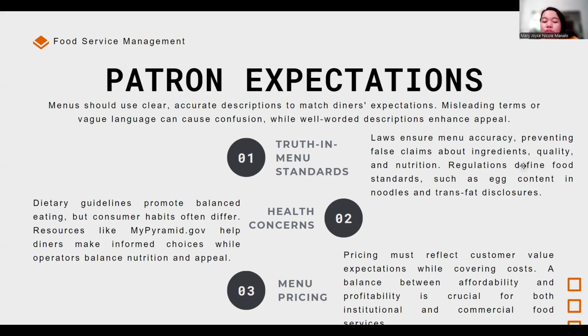So, for health concerns, dietary guidelines emphasize healthy eating and exercise with resources like mypyramid.gov helping consumers tailor their diet. The challenge remains in balancing knowledge with eating habits. So menu pricing should align with patrons' value expectations while covering costs. A fair balance between affordability and profitability is crucial for both institutional and commercial food services.